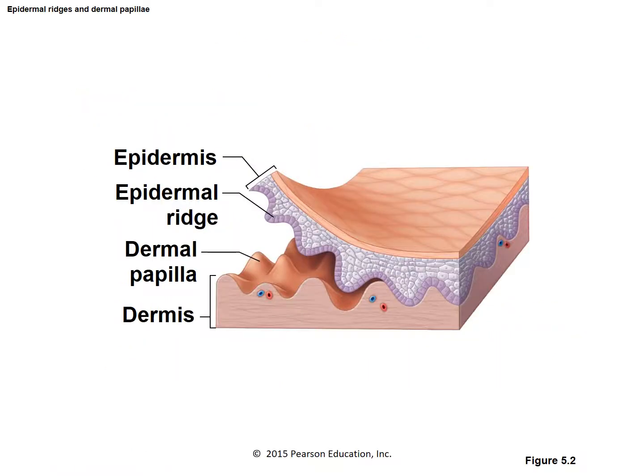Here we can see the epidermis up top and some of its different layers, with the epidermal ridge being the basal layer. It is attached to the dermal papillae, these nipple-shaped mounds that exist on top of the dermis.